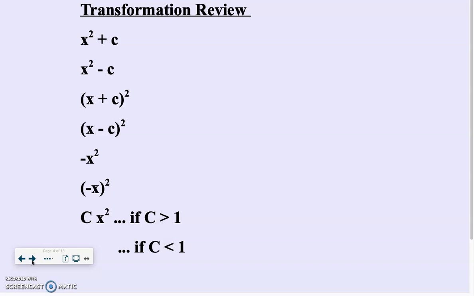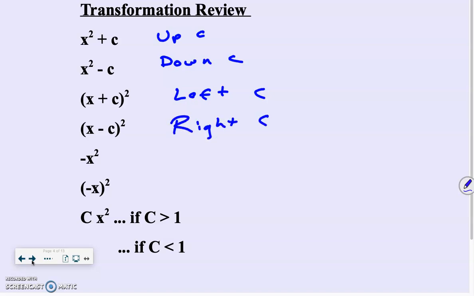All right, just a quick review of transformations. Hopefully this takes like 30 seconds. If we have x squared plus c, what are we doing? I'm going up c. What about x squared minus c? Now I'm going to go down c. What about x plus c quantity squared? That's going to be going to the left c. What about x minus c squared? That's going to be to the right, c.